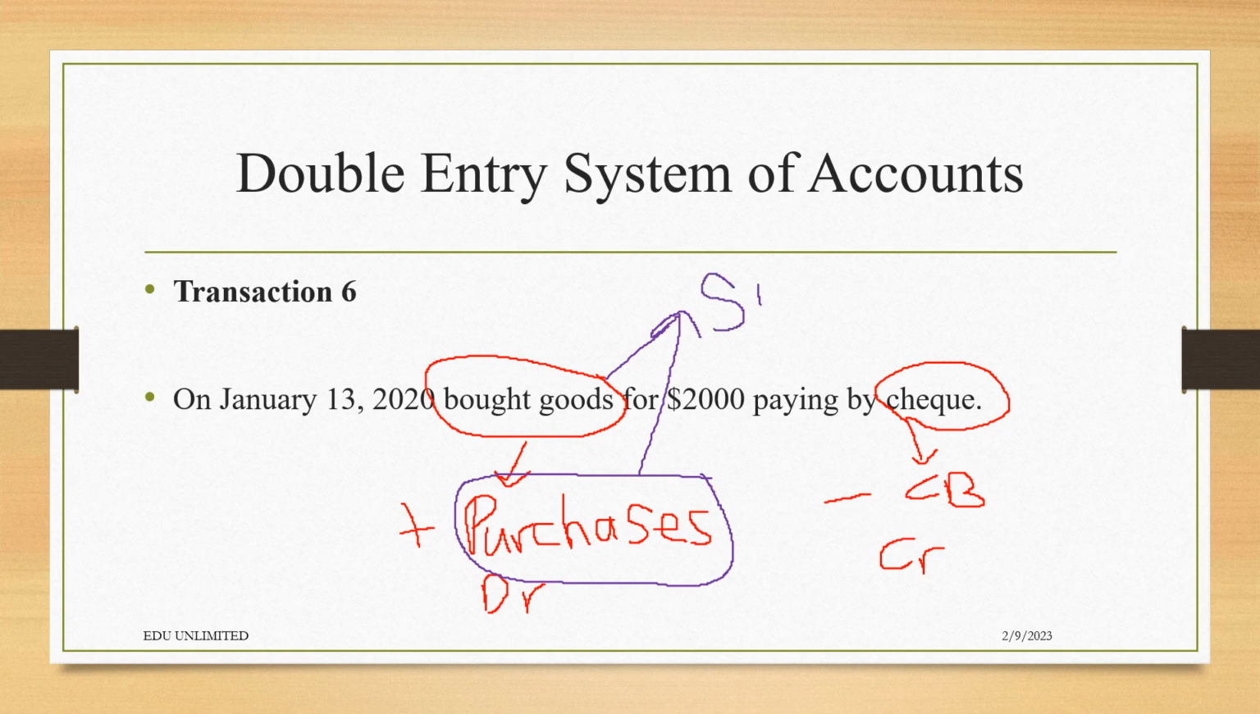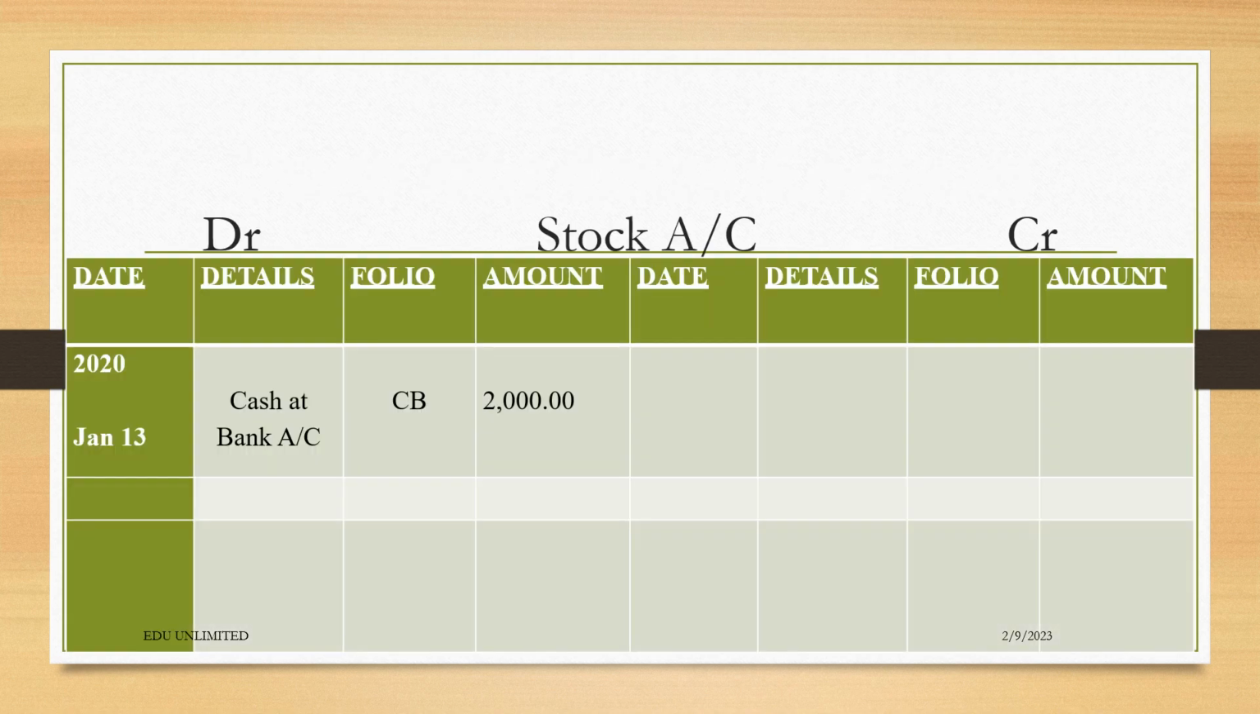So that we will debit the stock account and credit the cash at bank account, as we do in our next slide. To increase an asset, we debit, so that the stock account is an asset. So on the debit side of the stock account, we put in the date January 13, cash at bank, under the folio column CB, the amount $2,000.